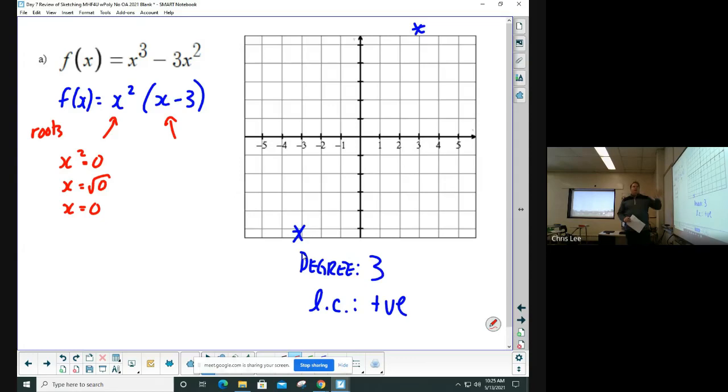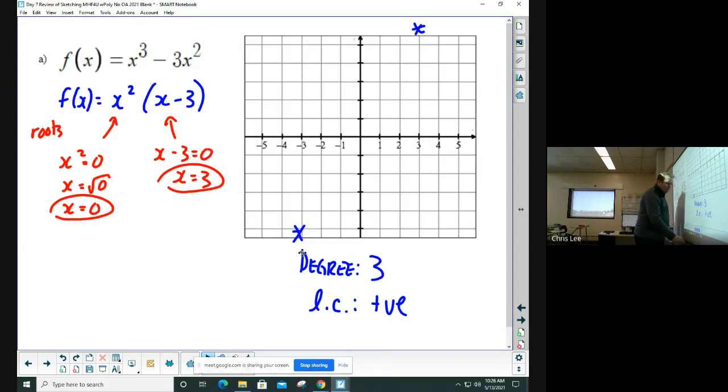You guys probably remember getting really good at this. What's the root from the second factor? 3. Yeah. It comes from setting it equal to 0 and solving, but you guys got really good at being able to look at the factored form and be able to see the roots are 0 and 3, which means when I go to my graph, I can go and plot a root or a 0 or an x-intercept at 3 and 1 at 0.